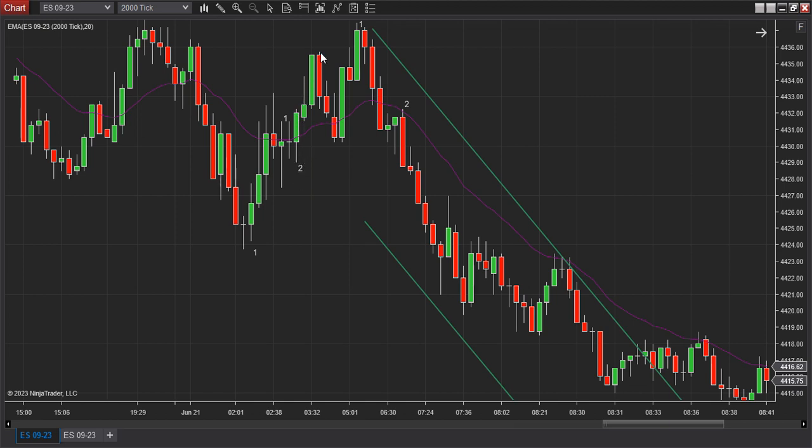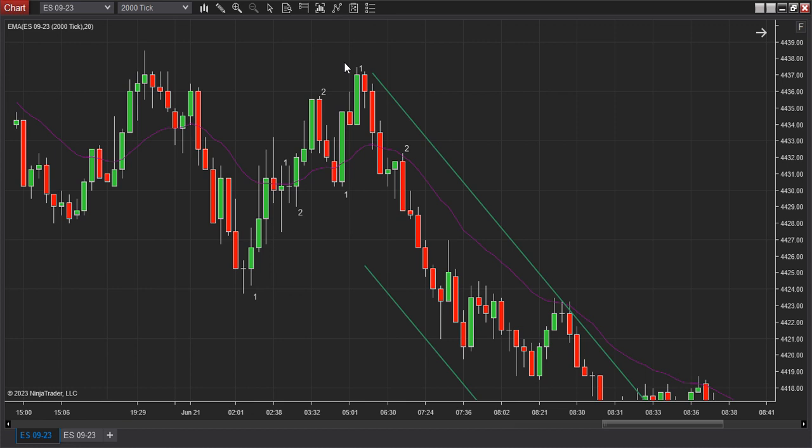Now as we get up here, what do we have? Second entry short. First entry long, second entry short. First entry short, I'm sorry. First entry short. 1, 2, 1, 2, and we can count like this over and over.